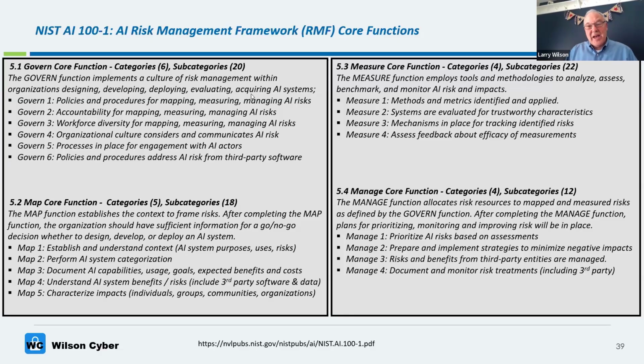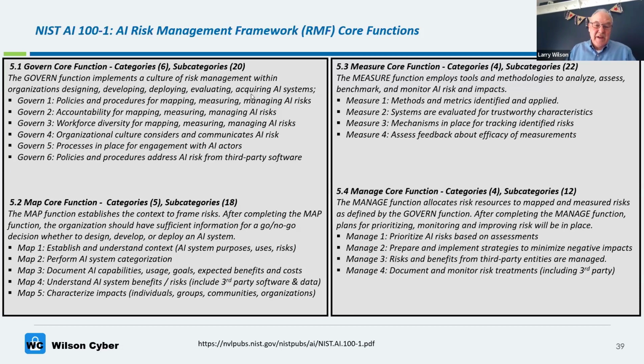Measure two, systems are evaluated for trustworthy characteristics. This is where we do our assessment. We're actually measuring risk at this point. Measure three, mechanisms in place for tracking those risks. And measure four, assess feedback about efficacy of the measurements. We want to make sure we agree with the output from the measure function.